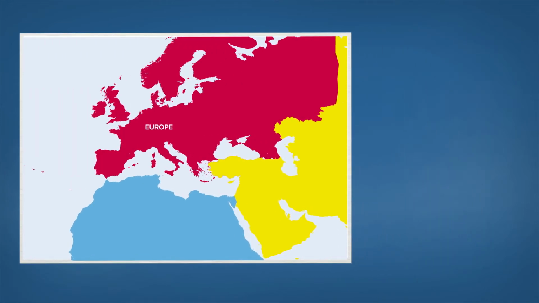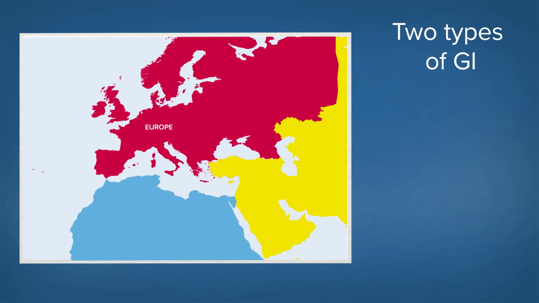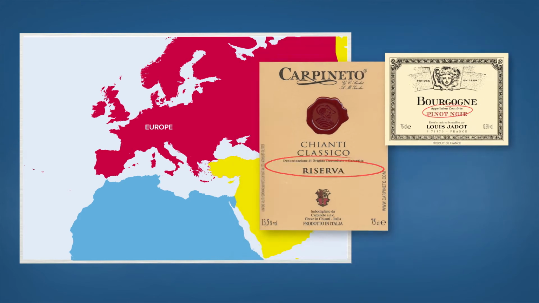Second, there are two types of GI: Protected Designation of Origin, or PDO for short, and Protected Geographical Indication, or PGI for short. Finally, although PDO and PGI and their many translations are approved labelling terms, they are rarely used. Instead, most producers use much older traditional labelling terms.